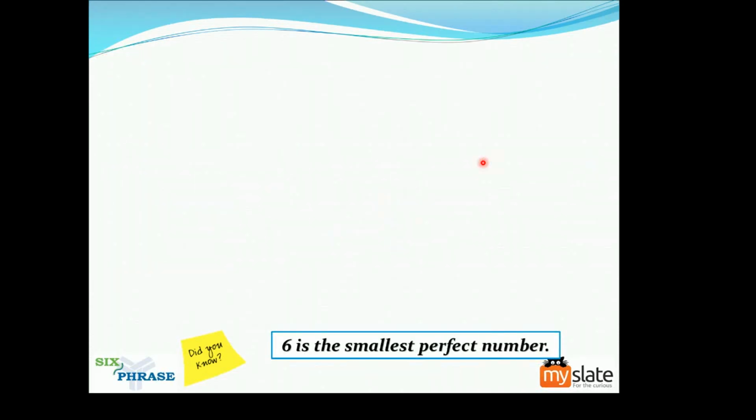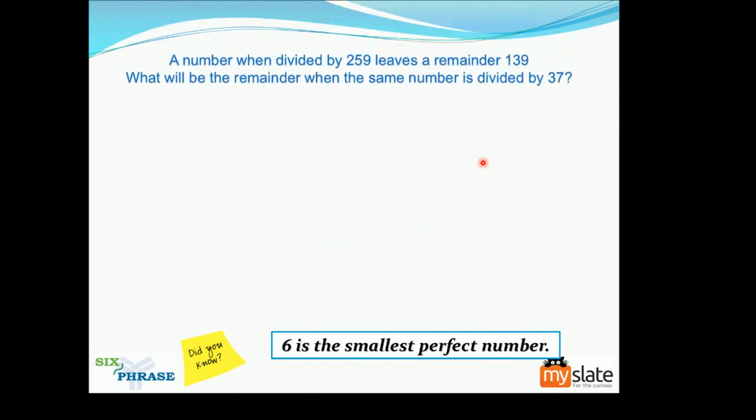A number when divided by 259 leaves a remainder 139. What will be the remainder when the same number is divided by 37? Okay. So just read the question again. So the question is very simple. Okay, you divide a number. We don't know what that number is. You divide that number by 259. You get a remainder of 139. Okay, what will be the remainder when the same number is divided by 37?